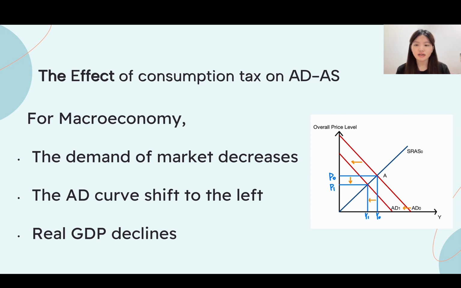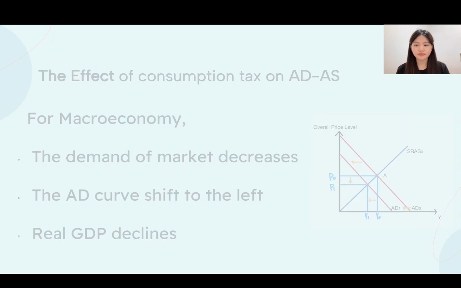It is the decrease in aggregate demand that leads to a decrease in real GDP, so Y0 moves to the left to Y1. Because the level of aggregate demand is an important indicator in macroeconomics, this can lead to a slowdown in economic activity.